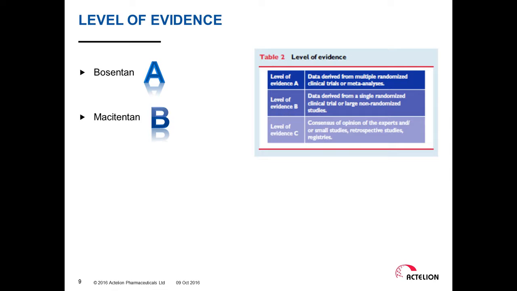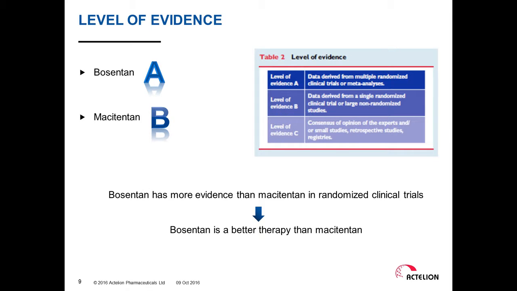But when it goes to the level of evidence that is clearly defined in the guidelines, bosentan is an A and macitentan is a B. And I think that every time we put A and B, it clearly gives the suggestion and the impression that bosentan is a better therapy than macitentan, or at least has more evidence than macitentan.